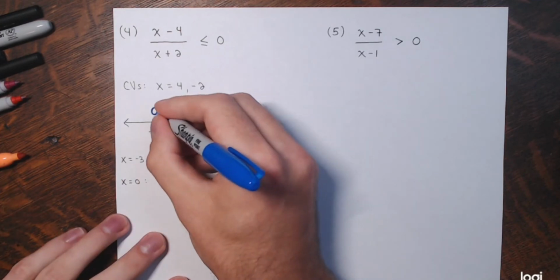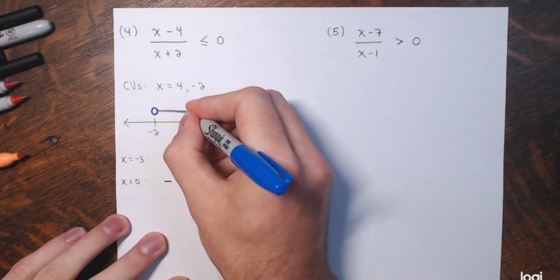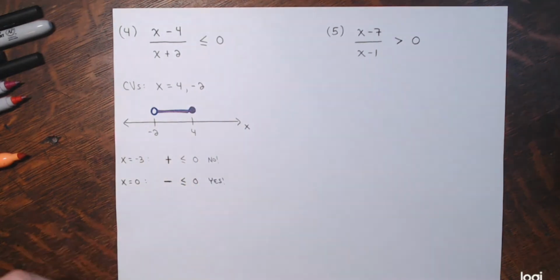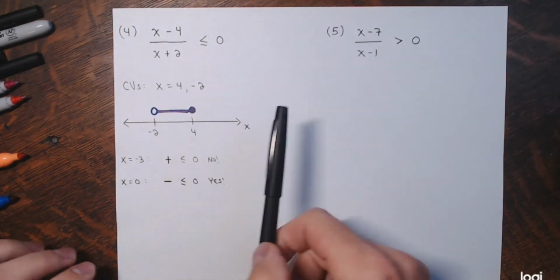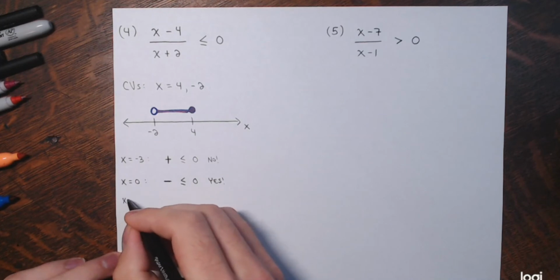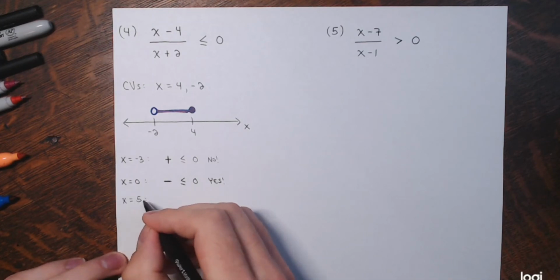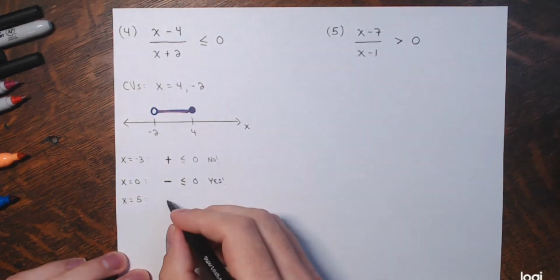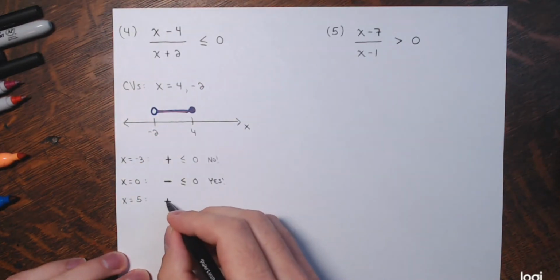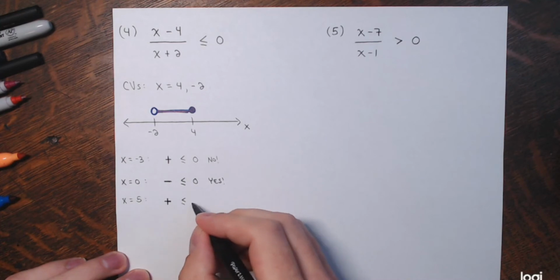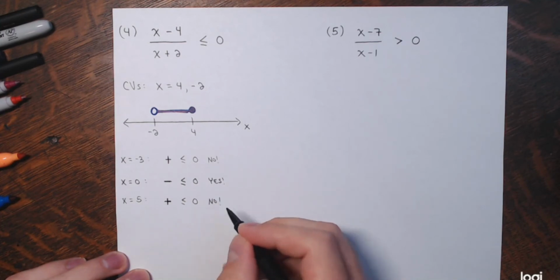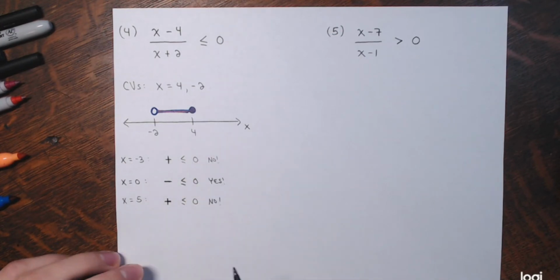So these numbers between -2 and +4 work, and I'll mark that off. And then to the right of 4, how about x equals 5? Plug it in, you'd have a positive numerator, a positive denominator, so the number on the left side would be positive. And is a positive number less than or equal to 0? Nope. So those are not solutions.